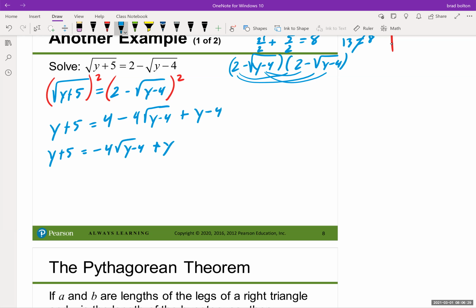So unfortunately, we still have a radical left over. What this means is that we have to clean up our problem again. We have to isolate the radical again. So let's subtract the y from both sides. We're left with 5 equals negative 4 square root of y minus 4. Now the radical, let's divide both sides by negative 4.